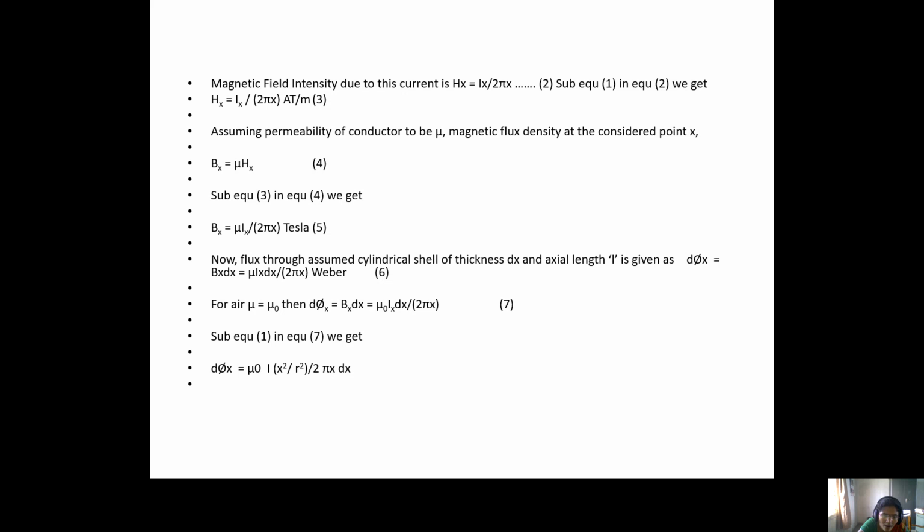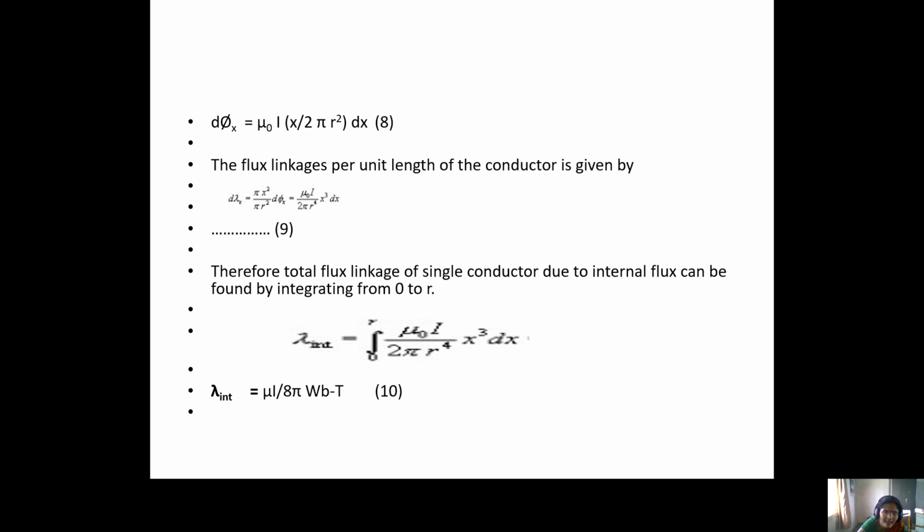Now substitute this in equation number 1. In place of Ix, substitute I of x square by r square from equation number 1. Finally you can get d phi x equal to mu I x by 2 pi r square dx.